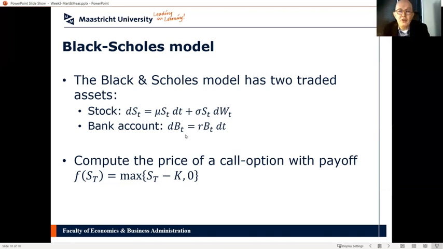Then we have a bank account. And in the standard Black-Scholes model, the interest rate is a constant. The bank account is a risk-free bank account. So my money, if I put money in the bank account, grows continuously with a risk-free growth rate equal to r, and r is a constant as well. And now the question is, can we compute the price of a call option with payoff at time capital T of max(S_T minus K, 0)?